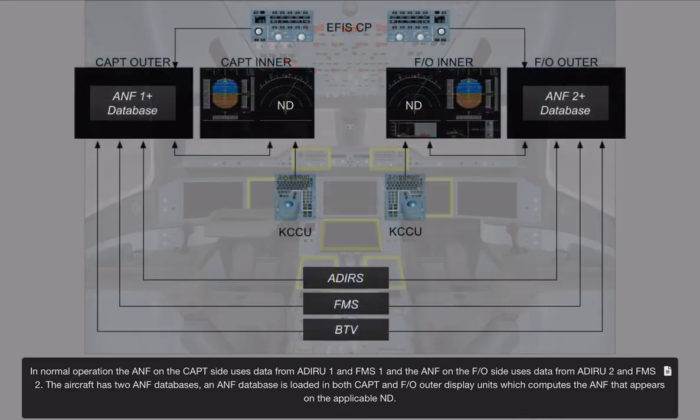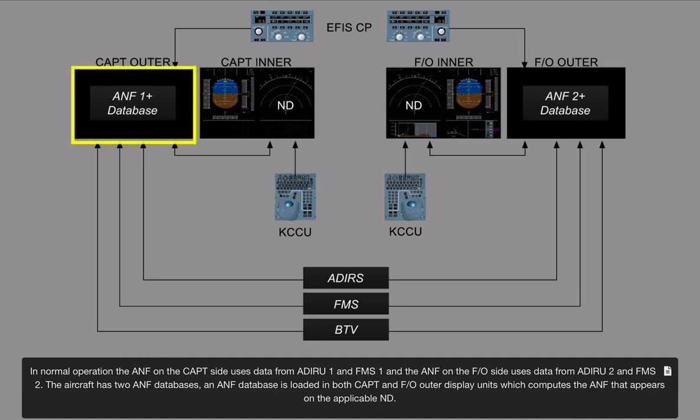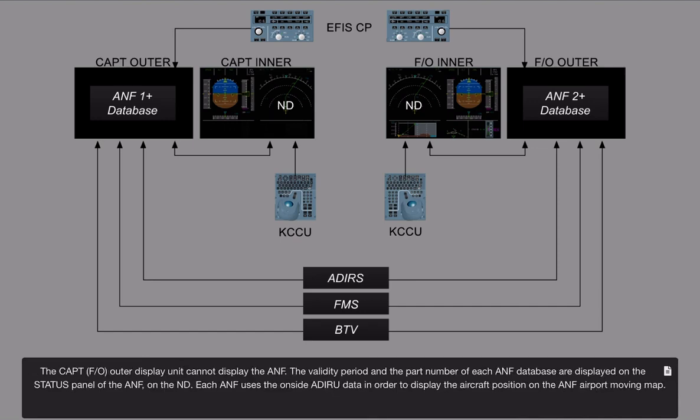In normal operation, the ANF on the captain's side uses data from ADIRU 1 and Flight Management System 1, and the ANF on the first officer side uses data from ADIRU 2 and Flight Management System 2. The aircraft has two ANF databases. An ANF database is loaded in both captain and first officer outer display units, which compute the ANF that appears on the applicable ND. The captain and first officer inner display units cannot display the ANF.